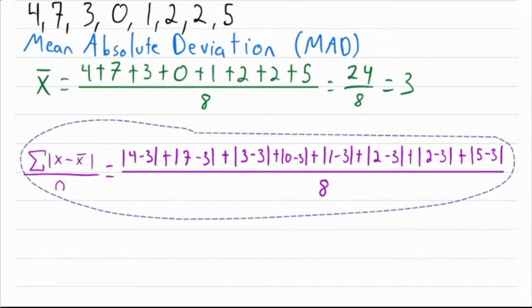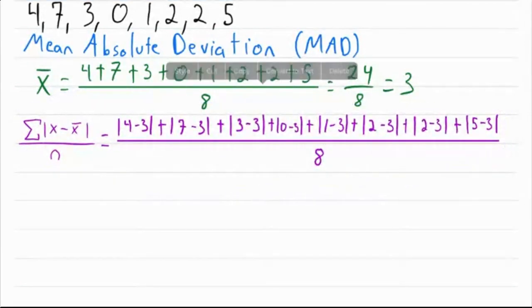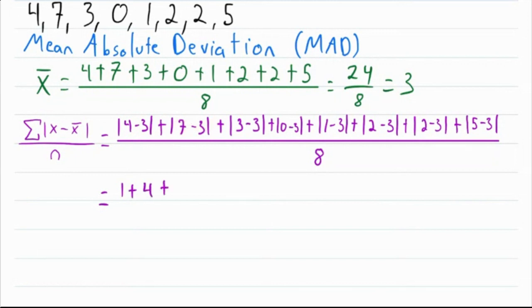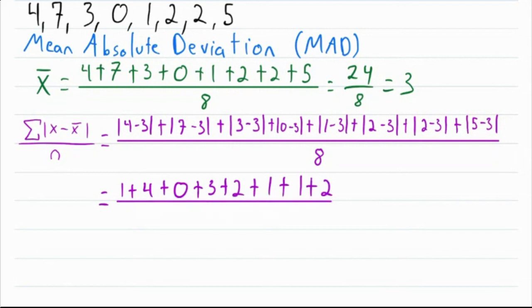All right, now let's move this up one line and finish the calculation. So this is equal to the absolute value of 4 minus 3. That's 1, plus the absolute value of 7 minus 3, that's 4, plus the absolute value of 3 minus 3, that's 0, plus the absolute value of 5 minus 3, and that is 2. And then, of course, this is getting divided by 8.